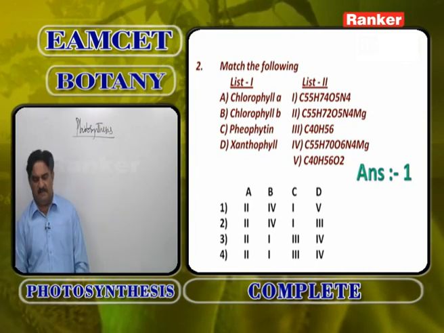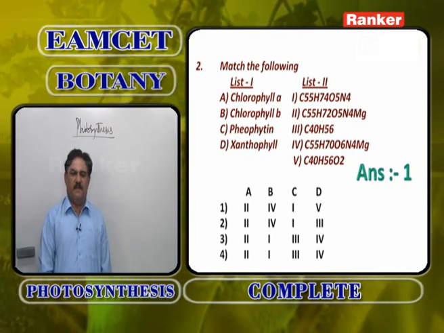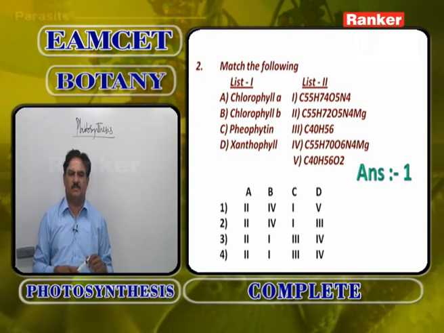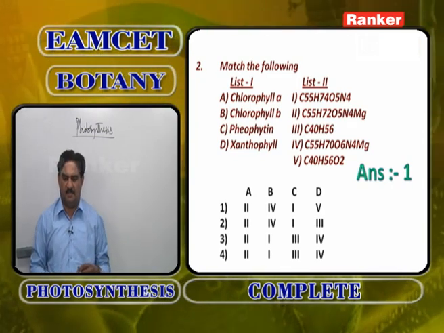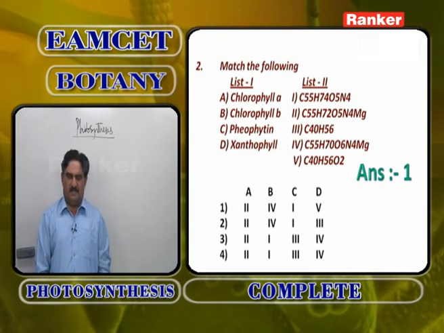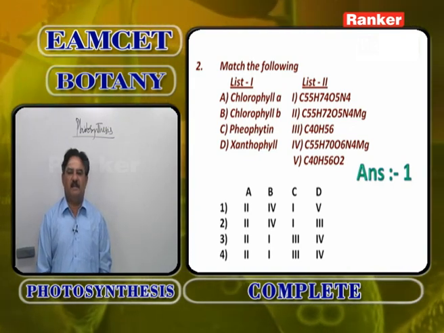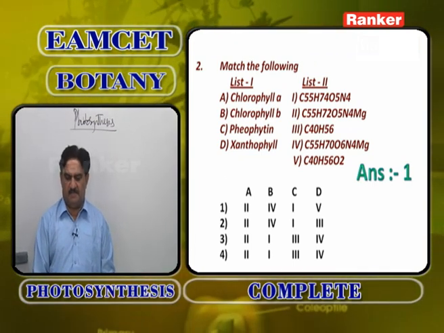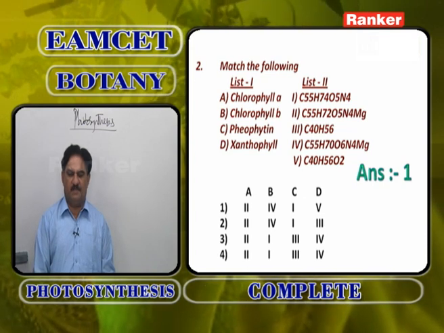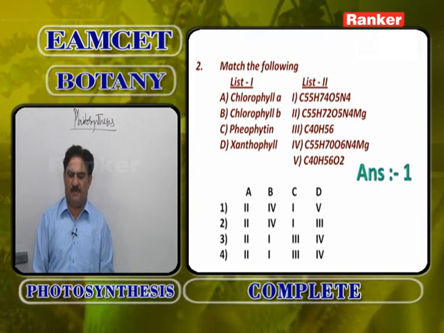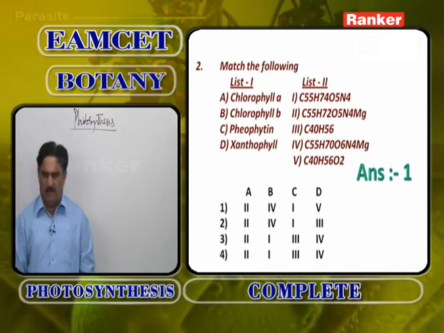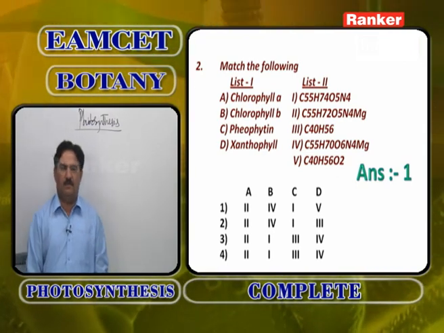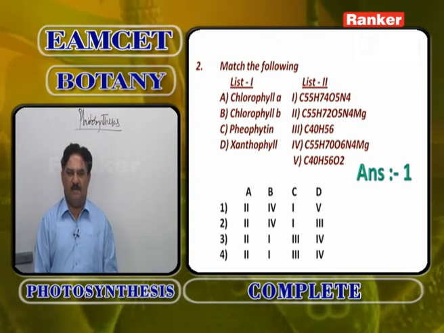So, C55H70O6N4Mg. Phaeophytin is a photosynthetic pigment which takes excited electrons from PS2 in non-cyclic photophosphorylation. In the textbook, it is given as almost resembling chlorophyll, but the central magnesium is replaced by 2 hydrogen atoms. So its formula becomes C55H74O5N4. Mg is not there, 2 hydrogen atoms are extra. So, definitely C55H74O5N4. Answer will be 1.